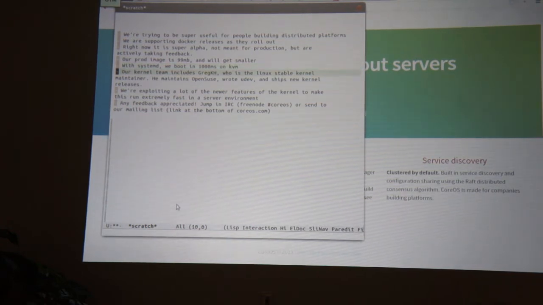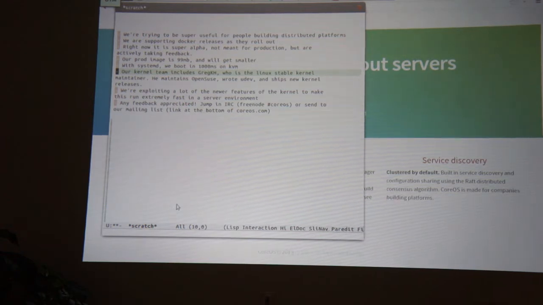So they actually established a company to build this. And on their team is the person who is responsible for OpenSUSE. He wrote udev, and he also is responsible for shipping kernel releases. So he's able to pull in a lot of expertise plus additional support from other areas of the Linux community in order to try to make this happen.